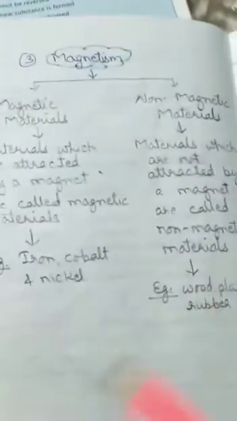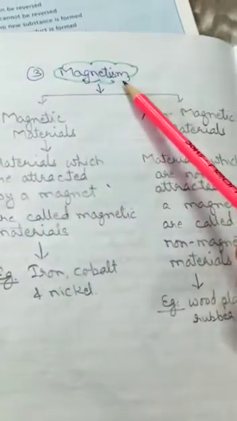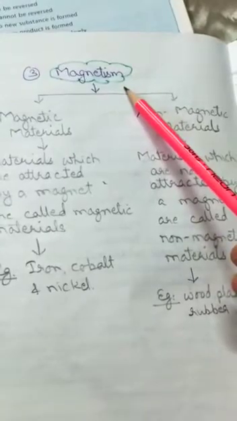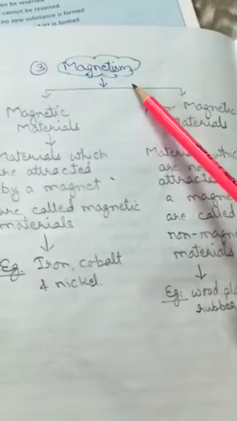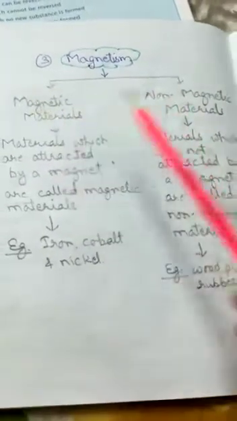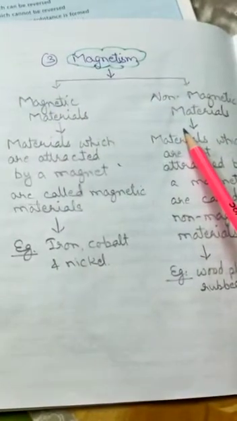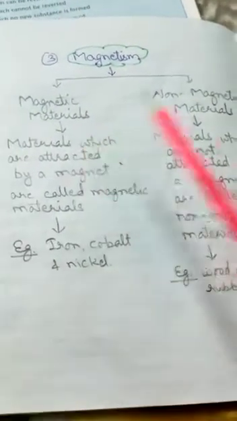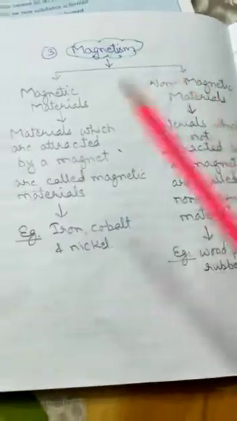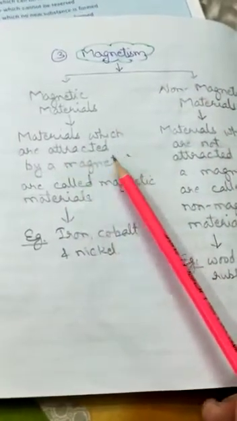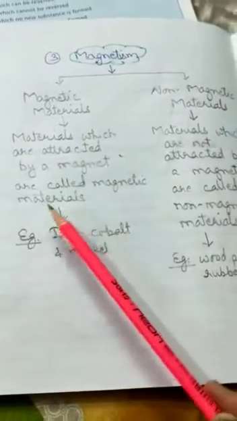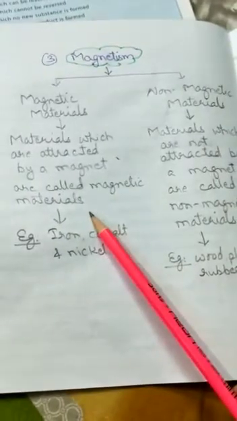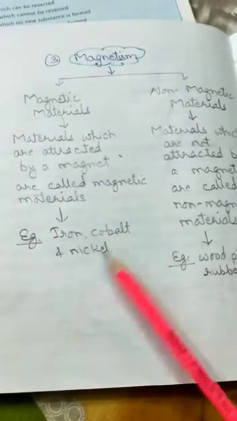Now next is magnetism. Magnetism means some substances are there which get attracted by a magnet, right? Magnetism is the property by which substances get attracted by a magnet. Now there are two types of materials: magnetic materials and non-magnetic materials. Magnetic materials are those which are attracted by a magnet, for example, iron, cobalt, nickel.